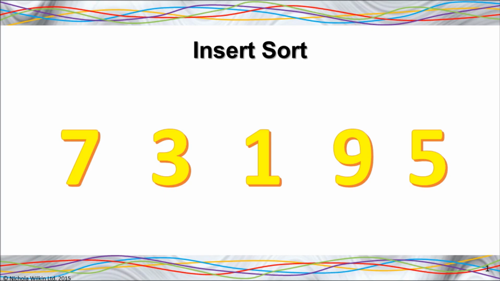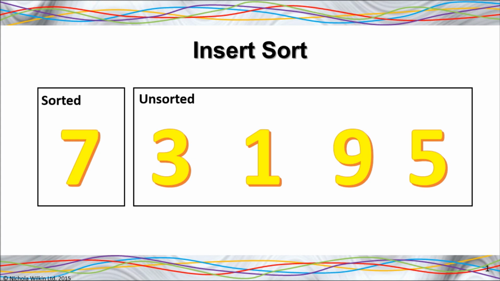We're now going to look at the insert sort, which is slightly different from the bubble sort we looked at earlier. At the moment we have our list of numbers which are jumbled up, 7, 3, 1, 9 and 5, and we're going to use the insert sort to put them into the correct order. First thing we need to do is split it into two groups, a sorted and an unsorted section.